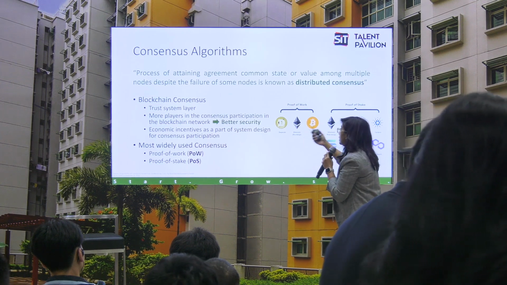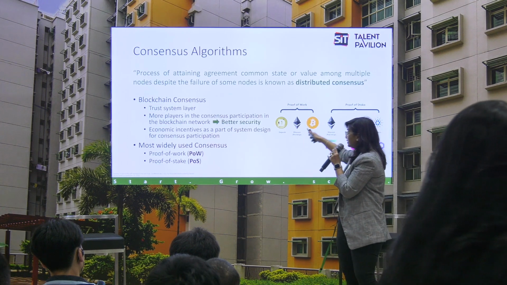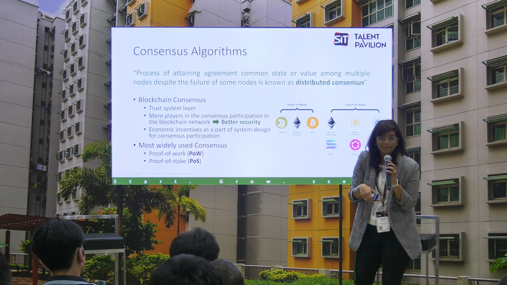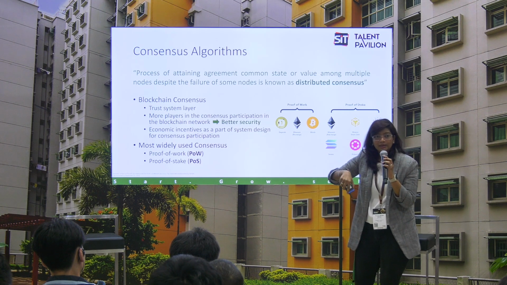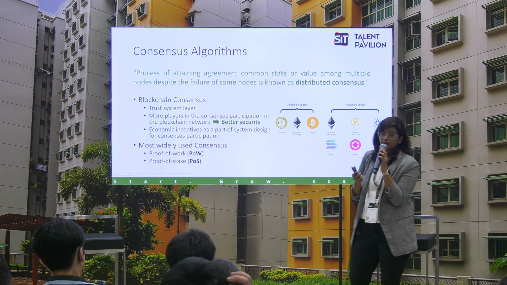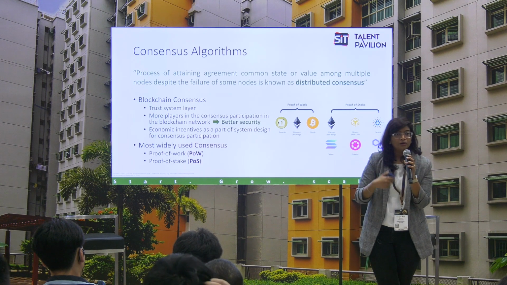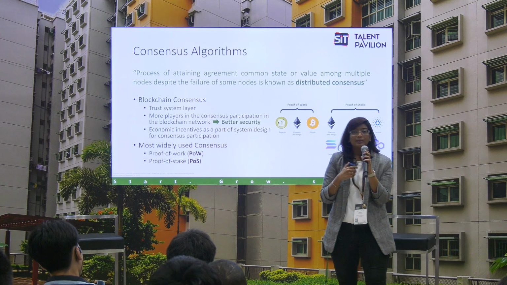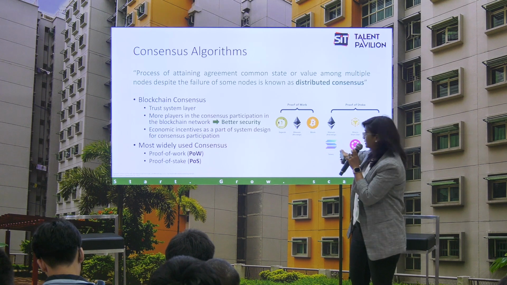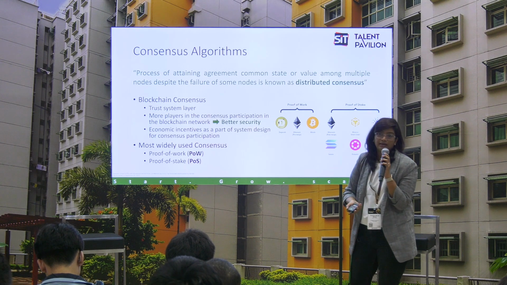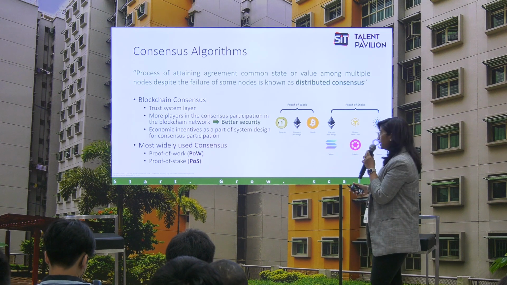So Bitcoin uses proof of work. Previously, Ethereum used proof of work before the merge happened. Current Ethereum, Ethereum 2.0, is using the proof of stake algorithm. Along with the well-known decentralized application-supporting blockchains such as Solana, Polkadot, Polygon, all these use proof of stake consensus algorithms, right?